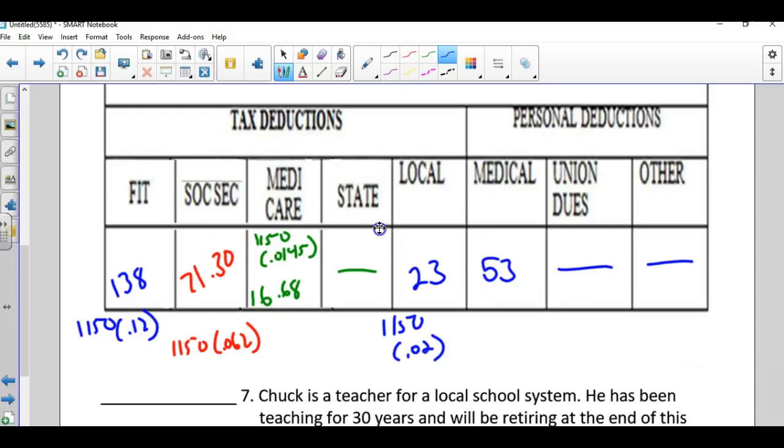So we're going to add all this up. Okay, so let's add all that up. Now, when I add 138 plus 71.30 plus 16.68 plus 23 plus 53, I get a grand total of $301.98. This is his total amount of deductions.